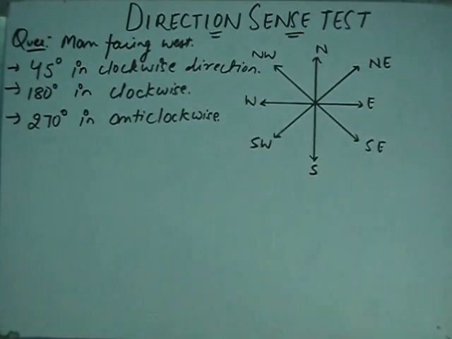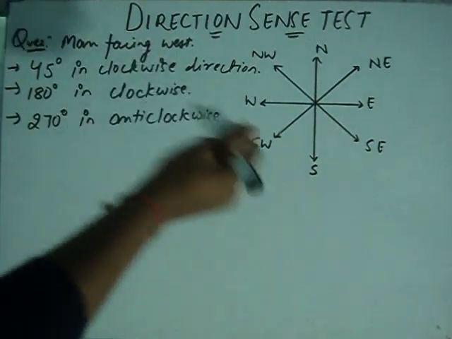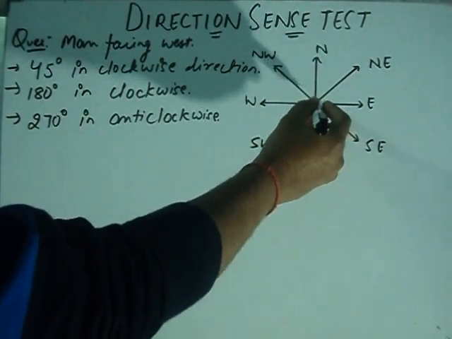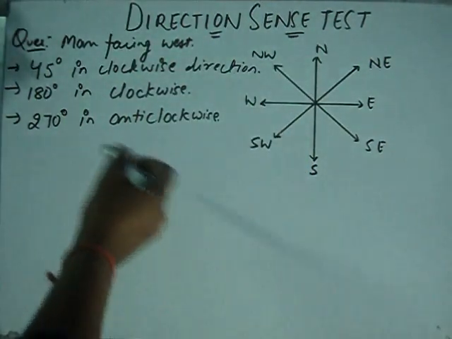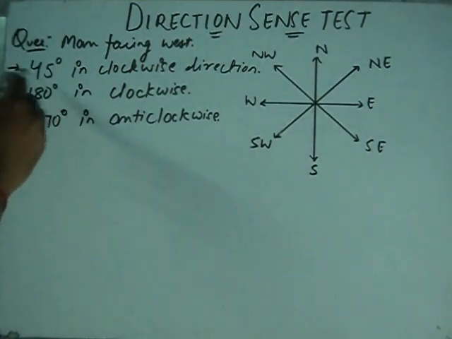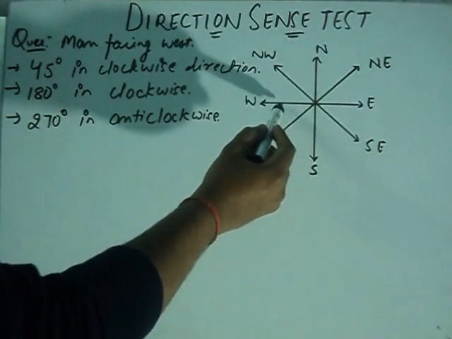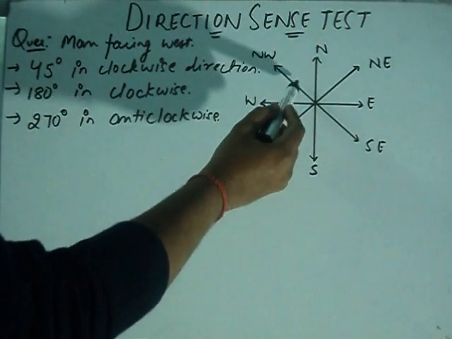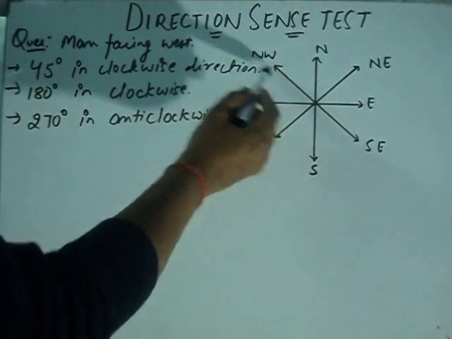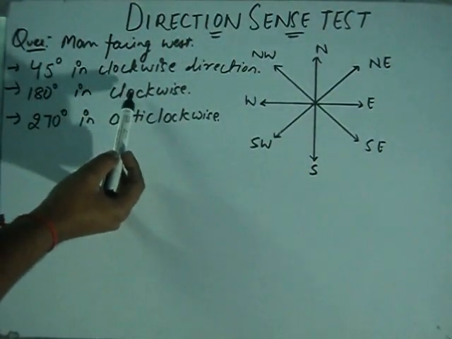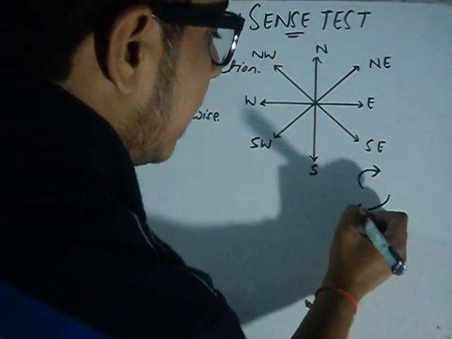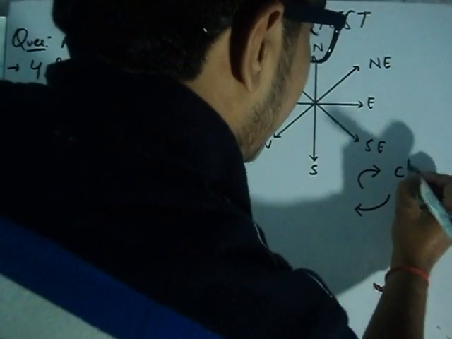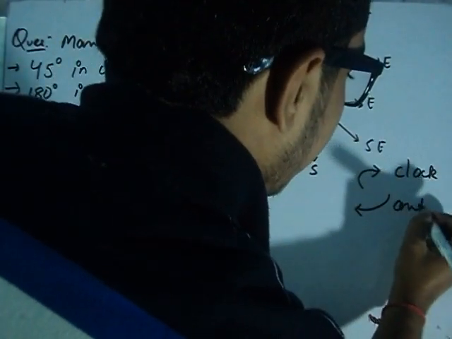Our basic point is, imagine yourself at that point. A man facing west means I am standing here and facing in this direction. He goes 45 degrees in clockwise direction, means he goes to this point. This is my clockwise direction and this is my anti-clockwise direction.